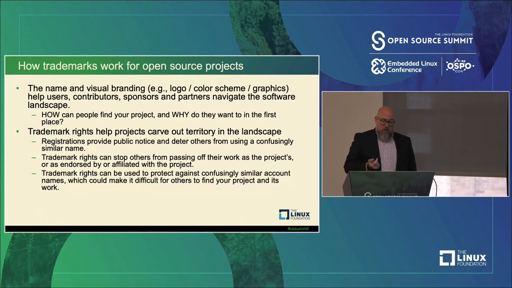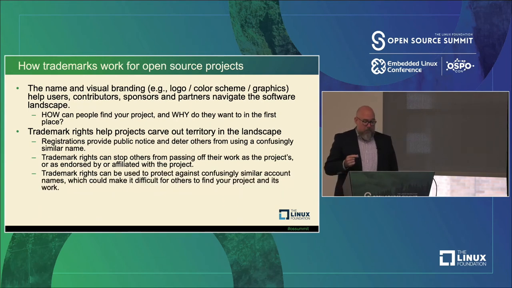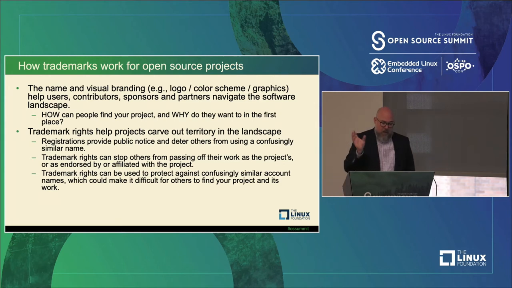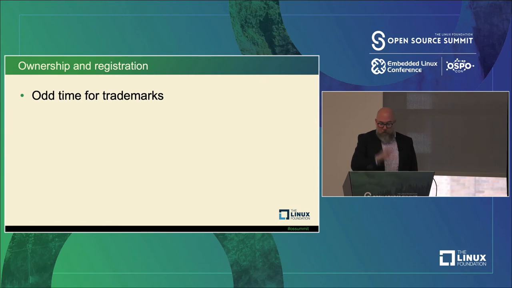Another thing that trademarks can do for an open source project is protect against confusingly similar account names. And I'm thinking specifically about social media and GitHub, right? So if one of the things we're hoping to accomplish with our trademark is that people will recognize it and want to come look for us, well, I don't want them going onto GitHub looking for my project and there's 43 other repositories with the same name, because then people can't find us. Now the good news is, oh, I'm going to get to that later, back about the GitHub policy.